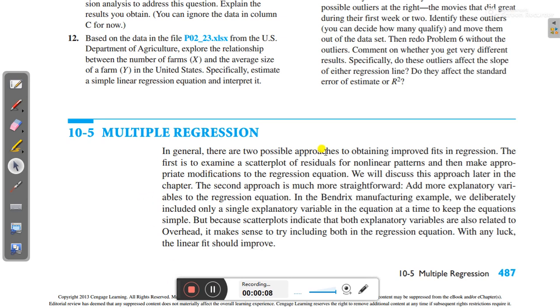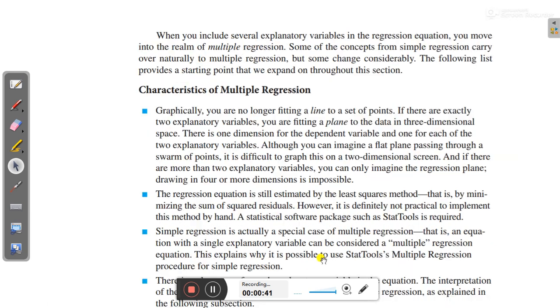In general, there are two possible approaches to obtain improved fits in regression. The first is to examine a scatter plot and the residuals for linear or nonlinear patterns, and then to make appropriate modifications to the regression equations. Now we'll be trying to understand how we can create that equation. The second approach is much more straightforward: add more explanatory variables to the regression equations. We'll try to go through them.